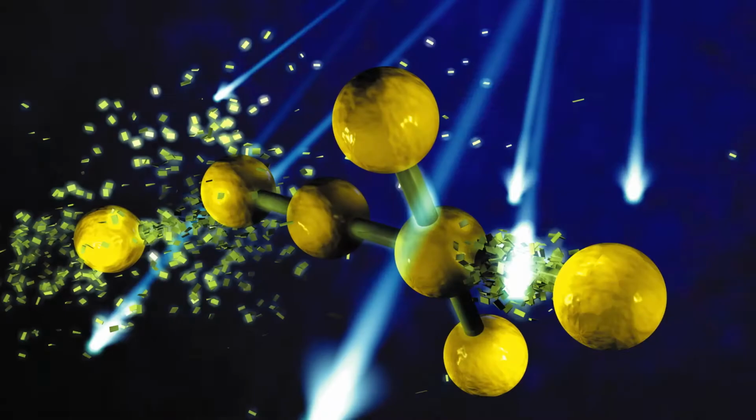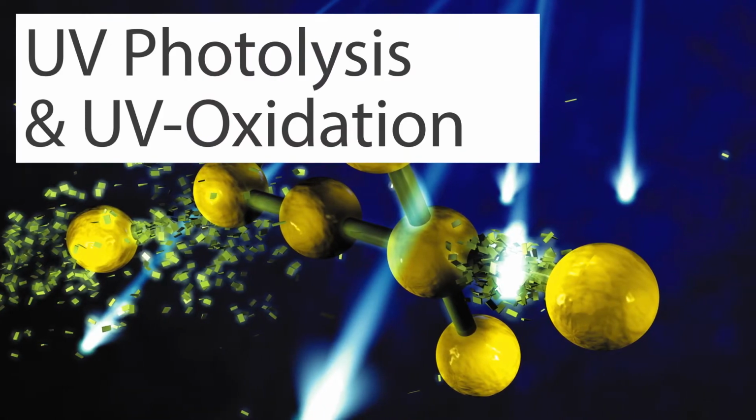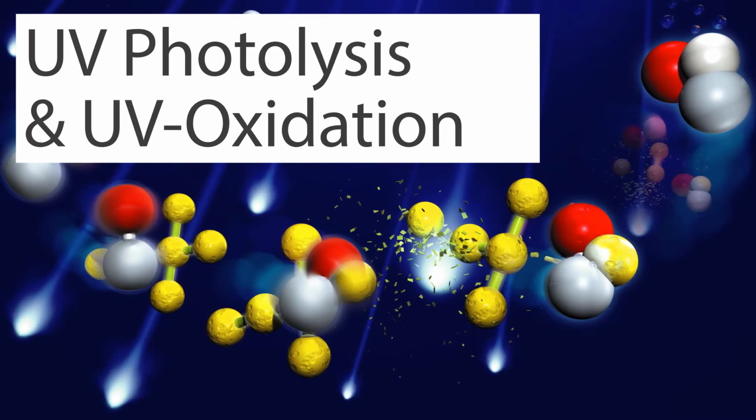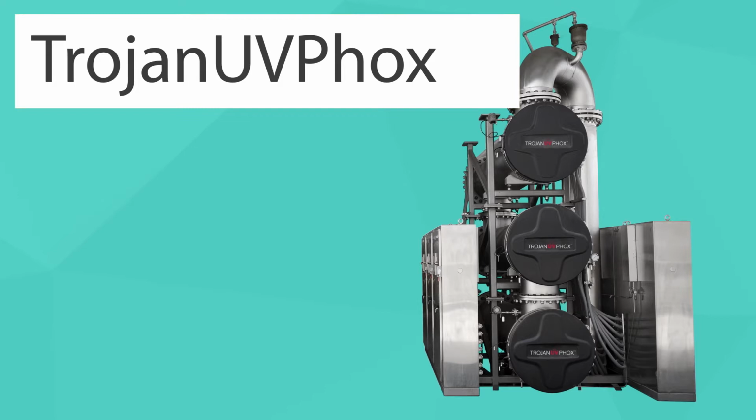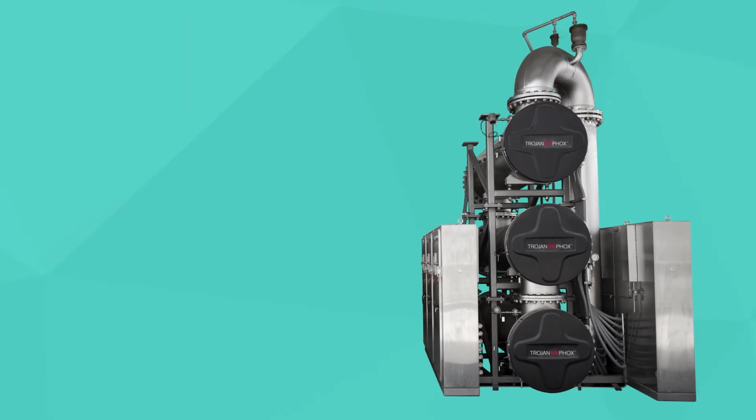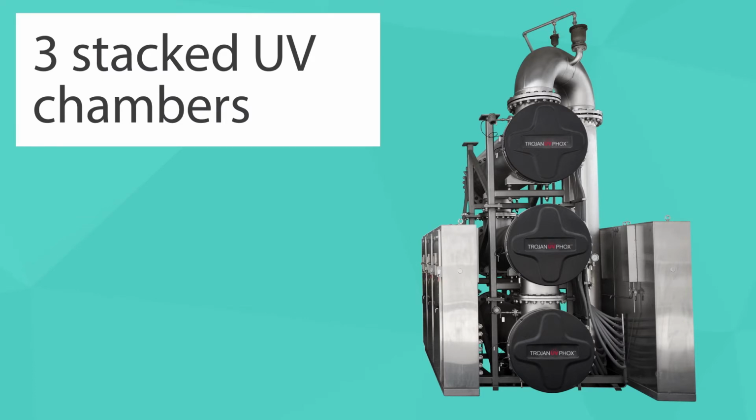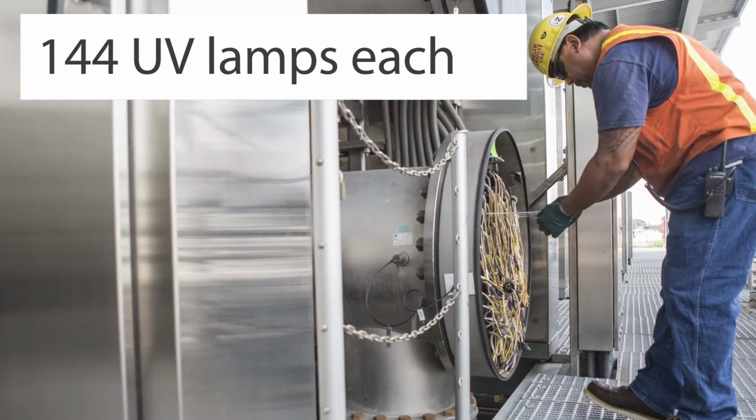These objectives are achieved using a dual process of UV photolysis and UV oxidation that takes place within TrojanUVPhox reactors that you see here in front of you. What you are looking at is a network of piped trains where 3 UV chambers are stacked in each train. Within each UV chamber, you'll find 144 ultraviolet lights.